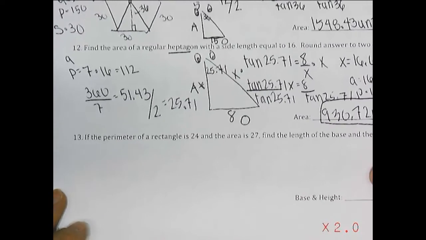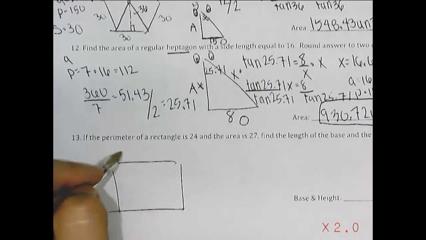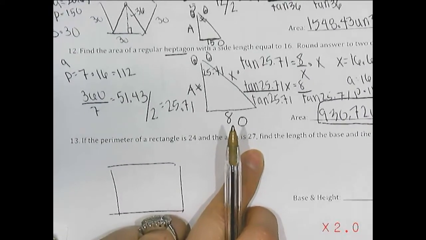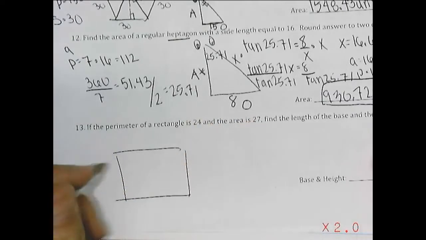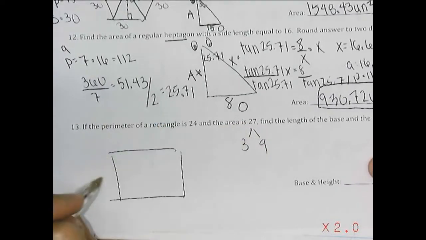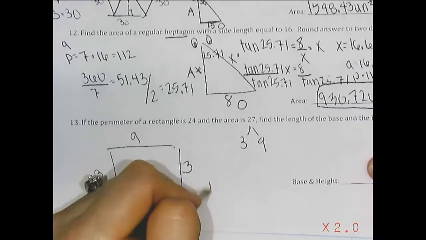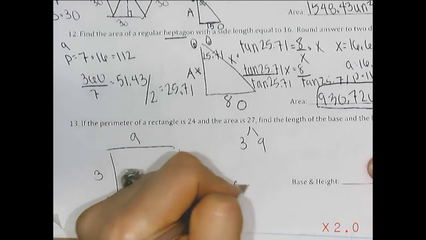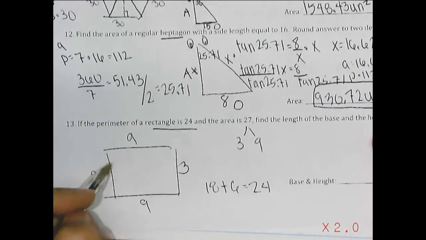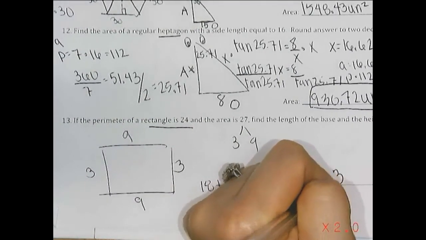Okay, now let's think. If the perimeter of a rectangle is 24, meaning the sides added together, and the area is 27, find the length of the base and the height. Well, let's think of numbers that, when they multiply, give 27. The only ones that come to mind for me are 3 and 9. So 3 and 9. And let's see if when we add them up, 9 plus 9 is 18, 3 plus 3 is 6, oh, that equals 24. So that would give us a perimeter of 24 and an area of 27. So you know that your height and base are 3 and 9.